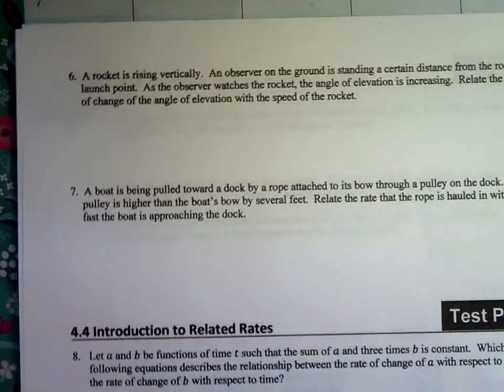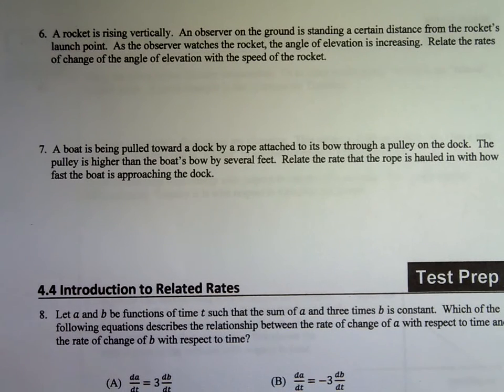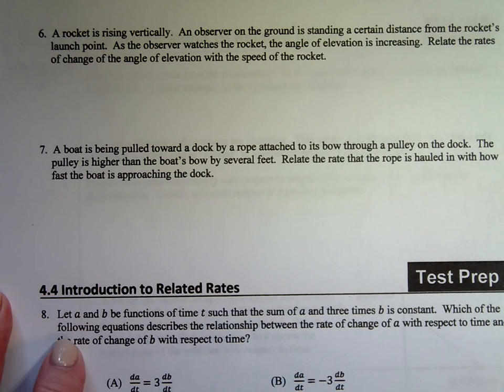Number 6. A rocket is rising vertically. An observer on the ground is standing a certain distance from the rocket's launching point. As the observer watches the rocket, the angle of elevation is increasing. Relate the rates of change of the angle of elevation with the speed of the rocket. A lot of times a picture of these things is really helpful.